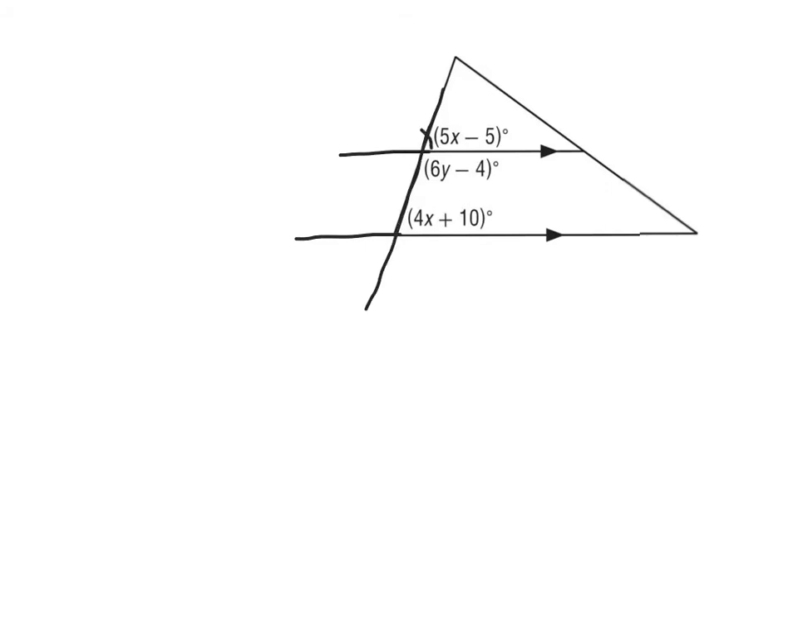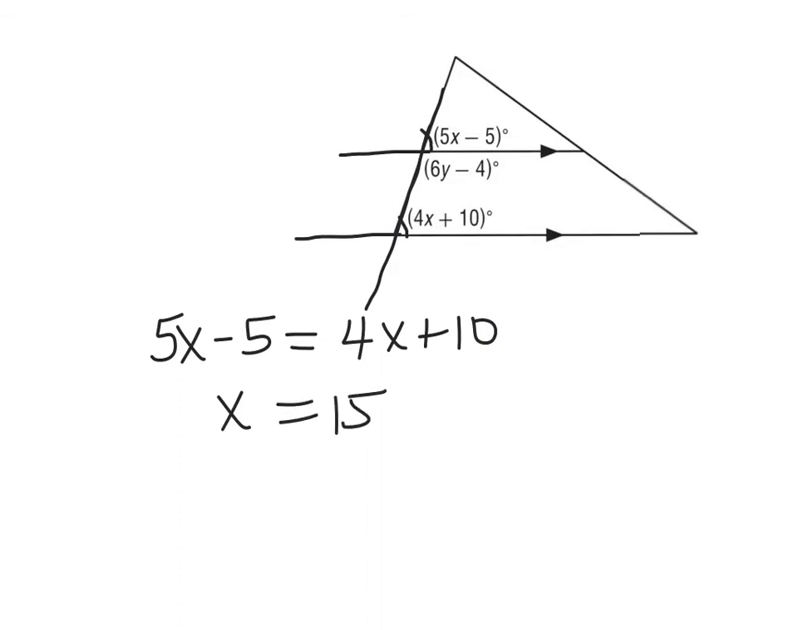Okay, so this angle and this angle are corresponding angles. So I can write the equations. Since congruent angles all have equal measures, I literally put an equal sign between those algebraic expressions. So 5x minus 5 equals 4x plus 10. And I can solve for x. So if I subtract 4x, I get x, and if I add 5, I get 15. So x is 15.